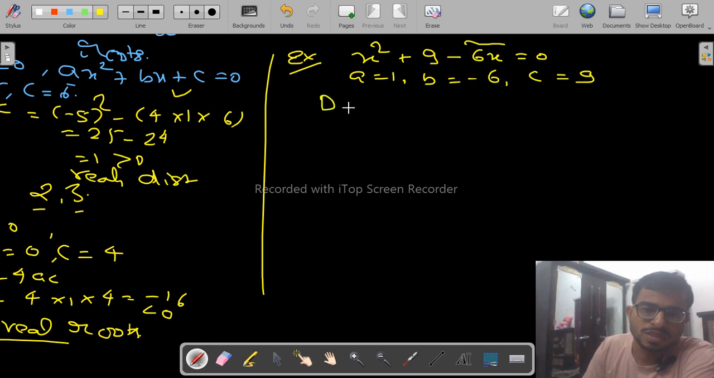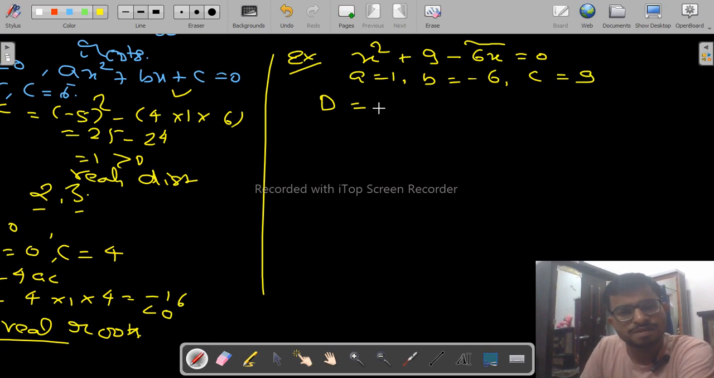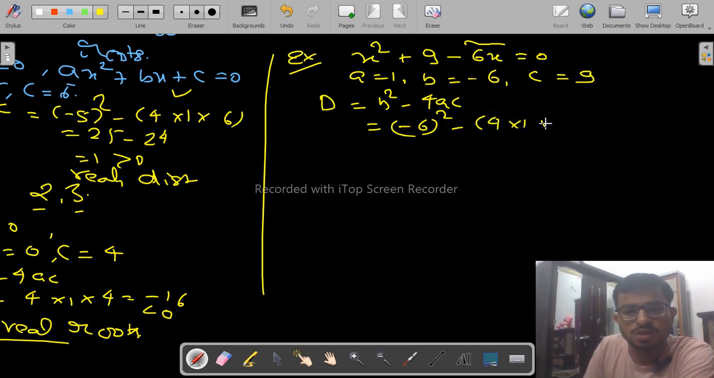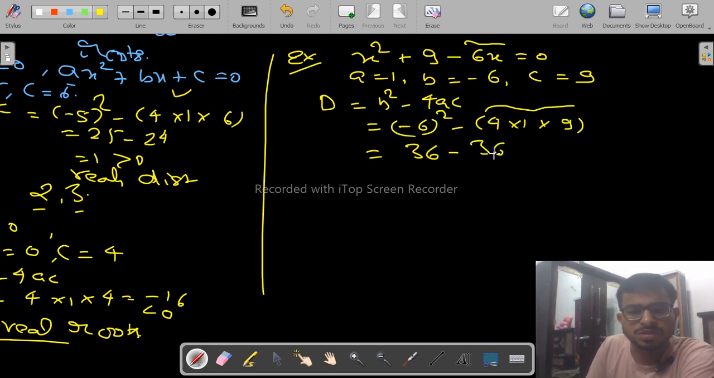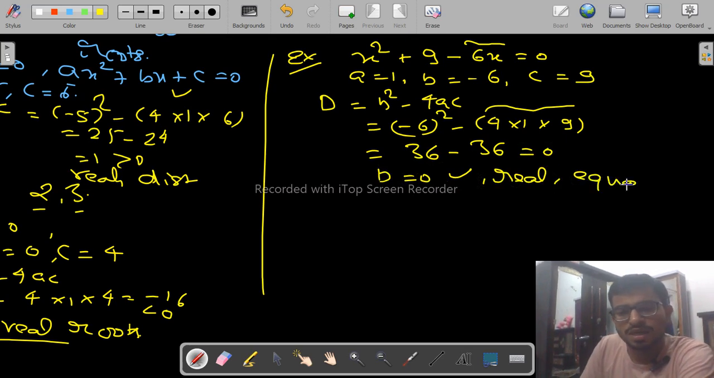So let us find the value of the discriminant, that is b square minus 4 times a times c. b is minus 6, so minus 6 whole square, minus 4 into the value of a which is 1 and the value of c which is 9. When you take minus 6 whole square, this becomes 36, and 4 into 9 becomes 36. So 36 minus 36 is going to be 0. Here the value of the discriminant becomes 0. This means the equation will have real and equal roots.